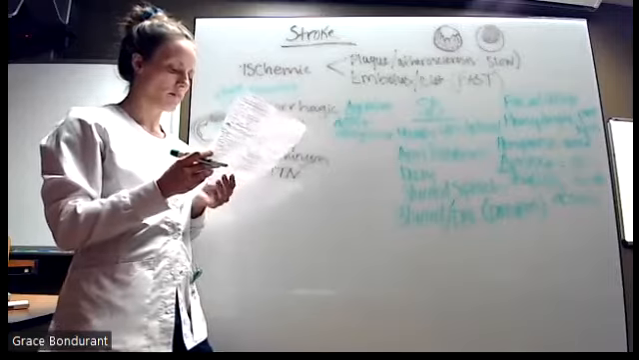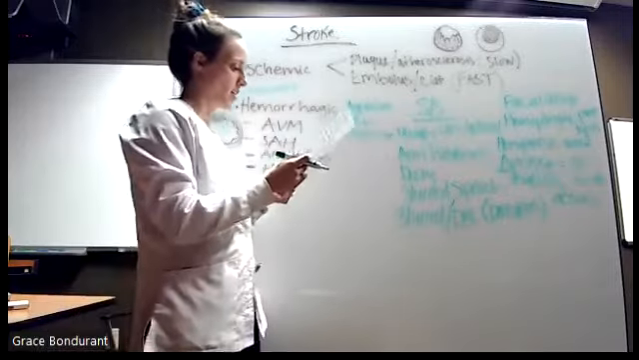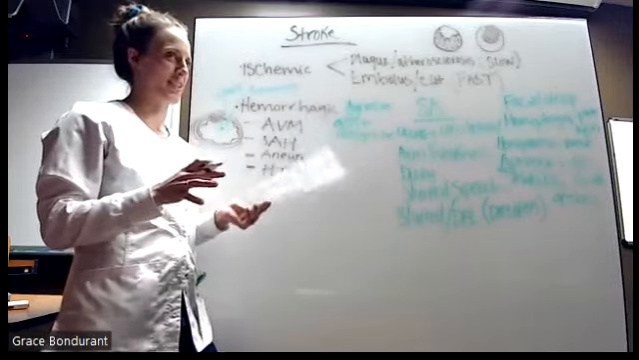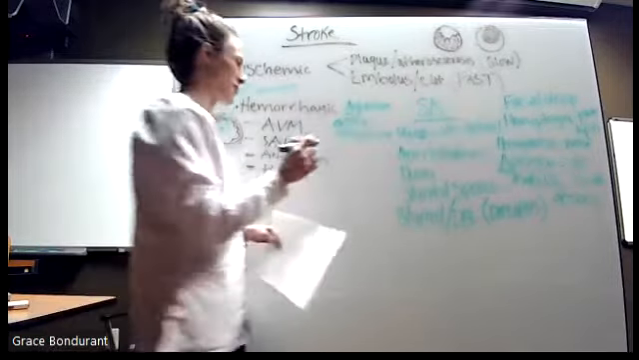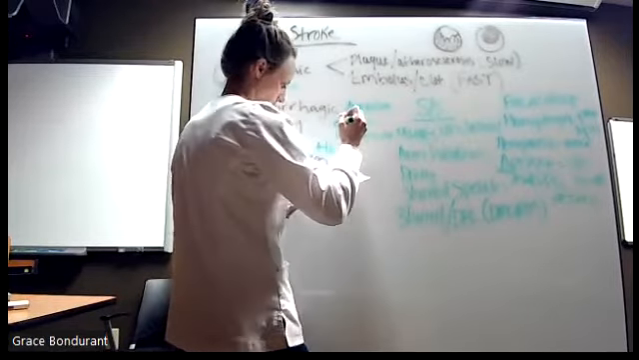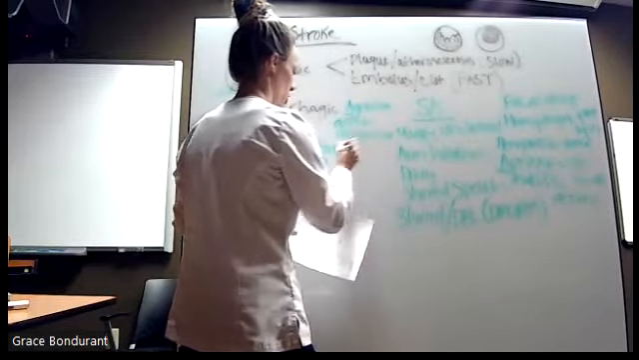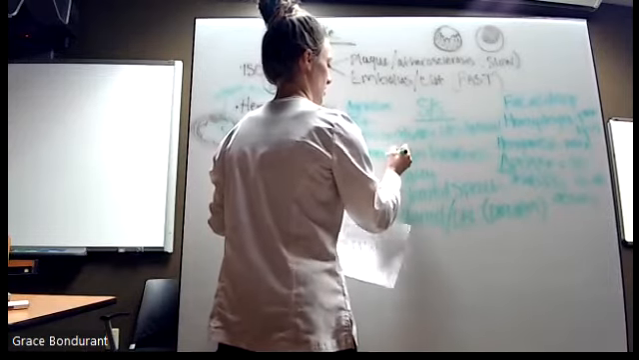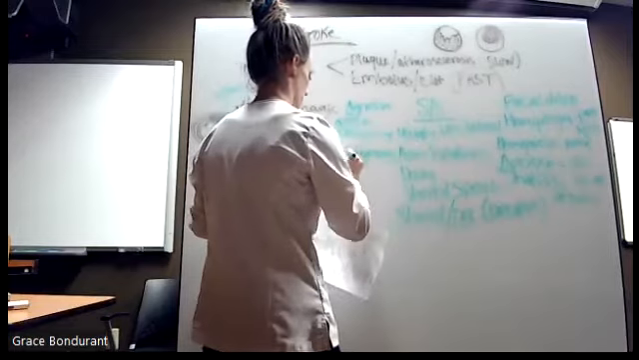Let's see. Here's another one. A fun one is, let's see if I can pronounce this, homonymous hemianopsia. I'm going to spell that for you. The root is homo, which means same. Homonymous, and then hemianopsia.